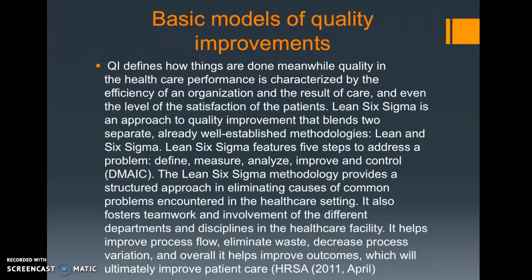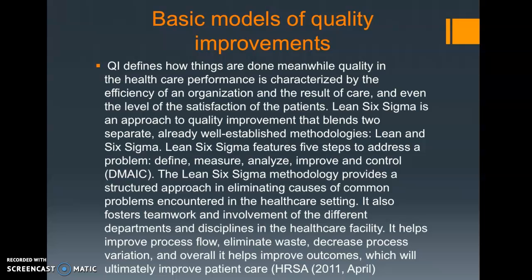Lean Six Sigma is an approach to quality improvement that blends two separate, already well-established methodologies, Lean and Six Sigma. Lean Six Sigma features 5 steps to address a problem, which are define, measure, analyze, improve, and control.